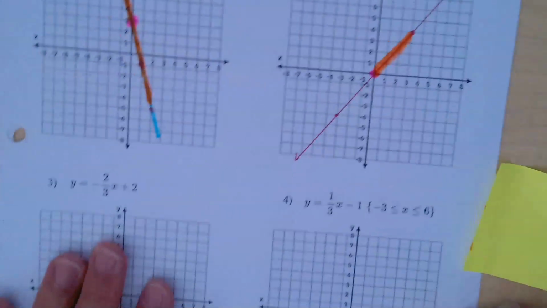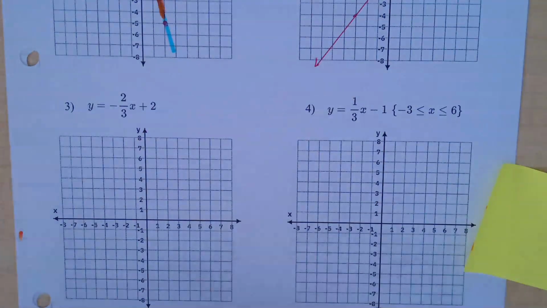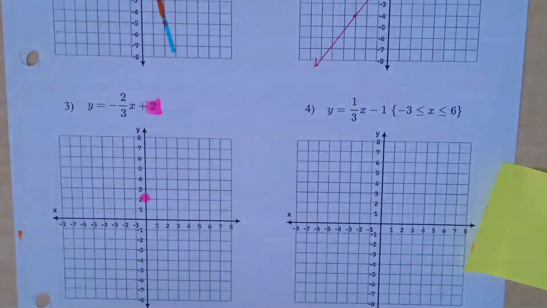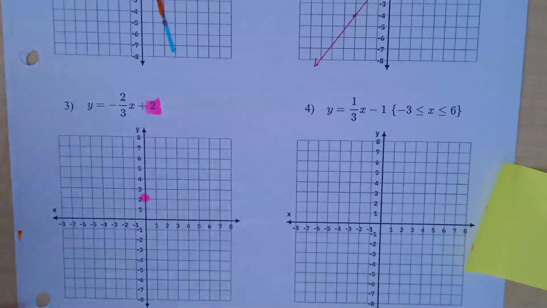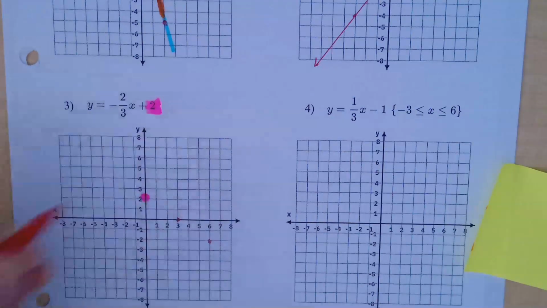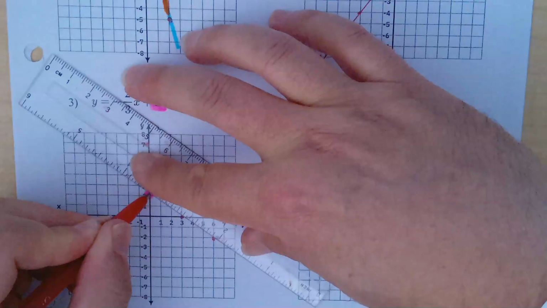Okay, same thing. Now this one has no constraints, so we're just going to plot the y-intercept, my pink dot, and my slope is -2 over 3. -2 over 3. Okay, and there is my line.